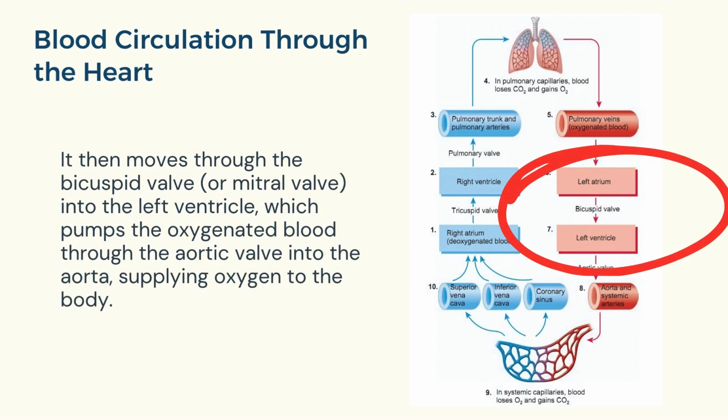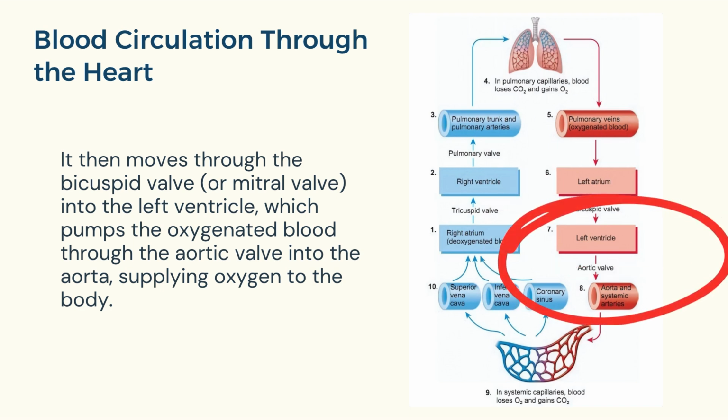It then moves through the bicuspid valve, or mitral valve, into the left ventricle, which pumps the oxygenated blood through the aortic valve into the aorta, supplying oxygen to the body.